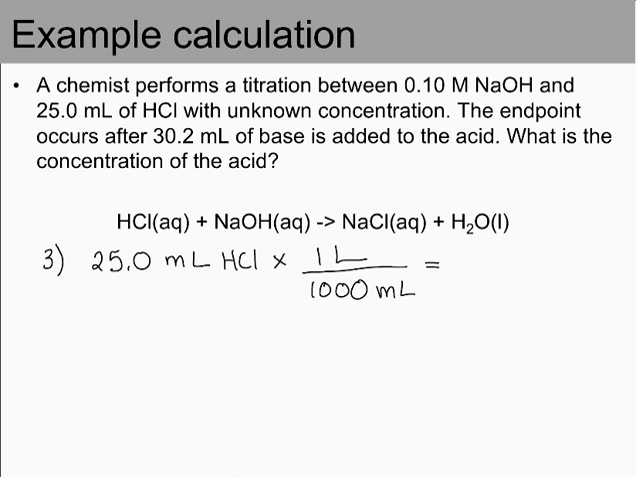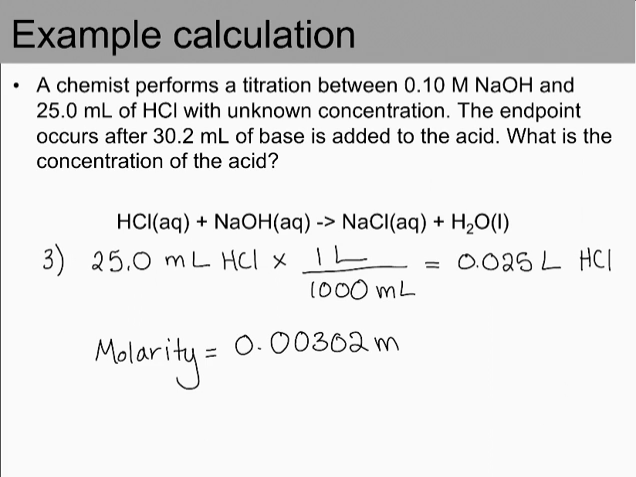So 25 divided by 1,000 gives us 0.025 liters of hydrochloric acid solution. And now we can calculate molarity. So molarity is equal to moles per liter. We already said that we have 0.00302 moles of HCl, and we have the volume in liters, so that was 0.025 liters of HCl.